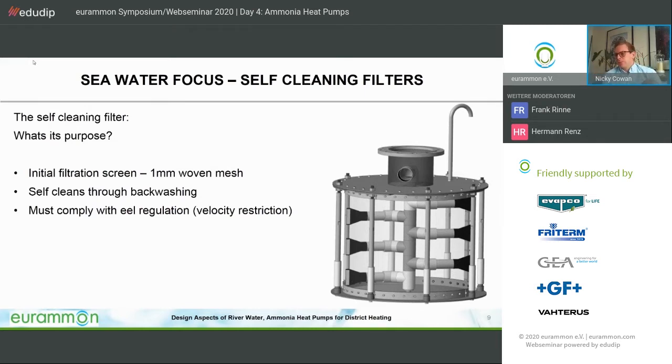So it's self-cleaning. And one of the things we have to do in the UK is comply with eel regulations. So there is a big velocity restriction. So the surface area has to be quite large. I think it has to be less than 0.4 meters per second velocity into the system because eels are endangered. I think 95% of the population has disappeared over the years. So it's a very, very big concern that we have to take account of. So these are the first part of the system. So water comes in through these.